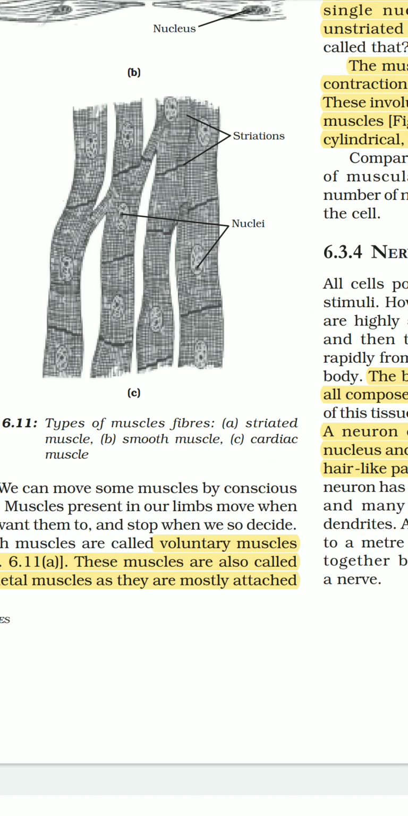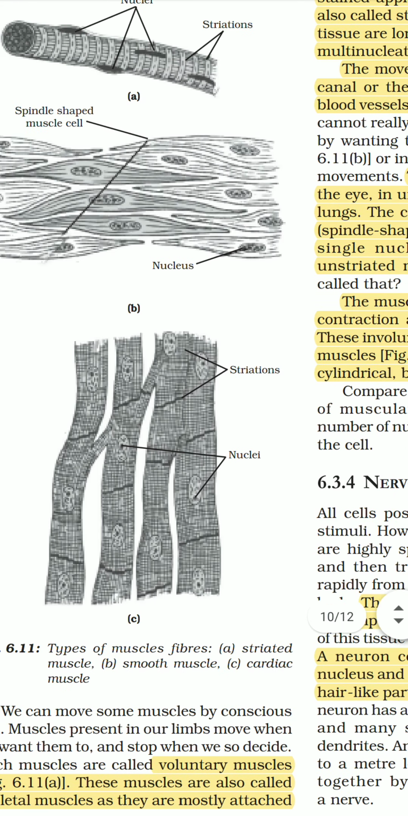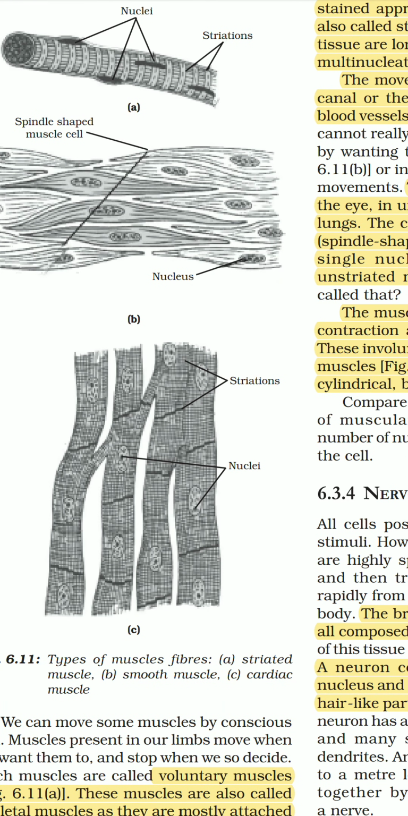Then come to the third type of muscles, that is cardiac muscles. Why they are called cardiac muscles? Because they are present in the walls of our heart. And the features of these muscles are somewhat intermediate, means some features of skeletal muscles they have and some features of visceral muscles they have, or smooth muscles.